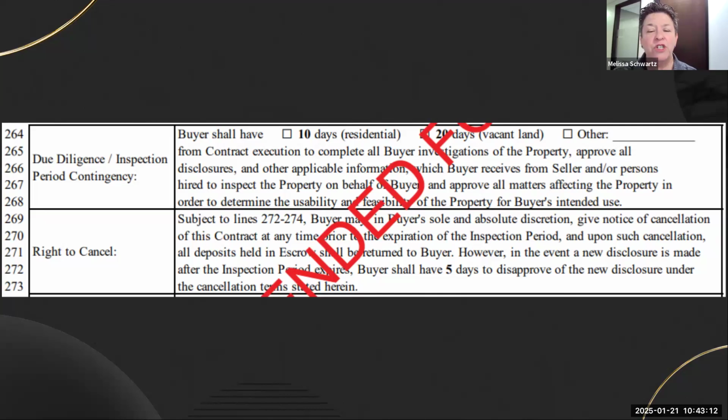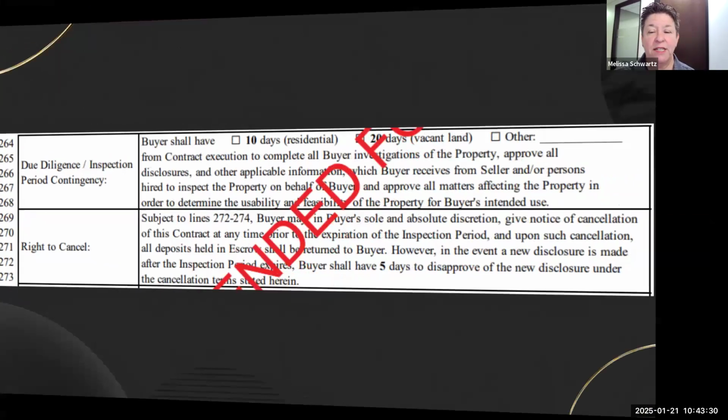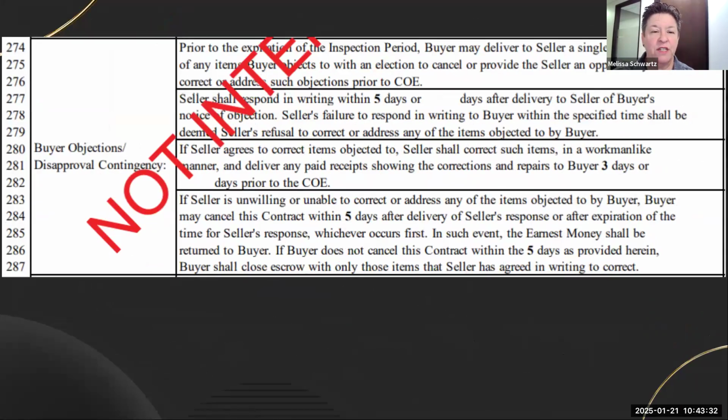In the event a new disclosure is made after the inspection period expires, buyer has another 5 days. Sellers, remember, when you're giving notices with AAR or MLS Choice, you give notices later. Anytime you give those notices of changes, that gives the buyer 5 days. That's the same. That has not changed in this.